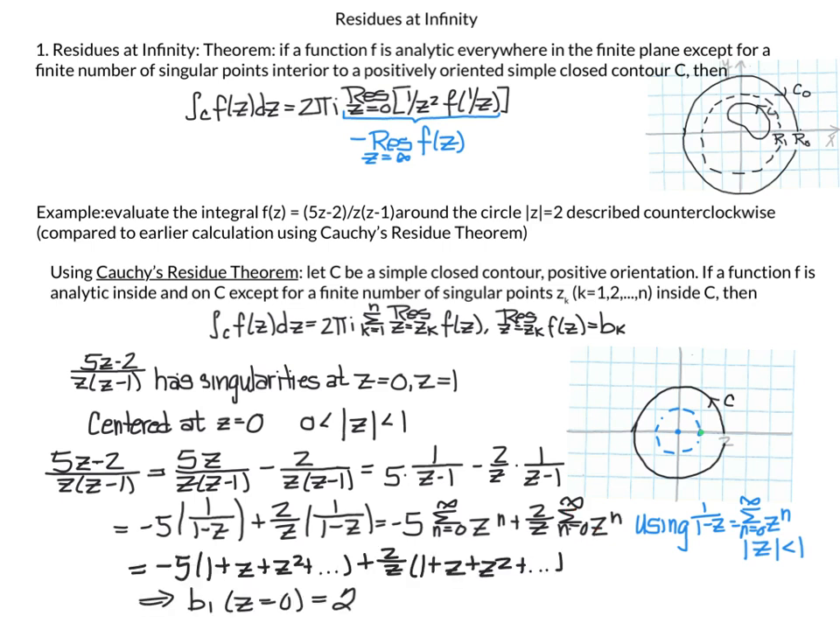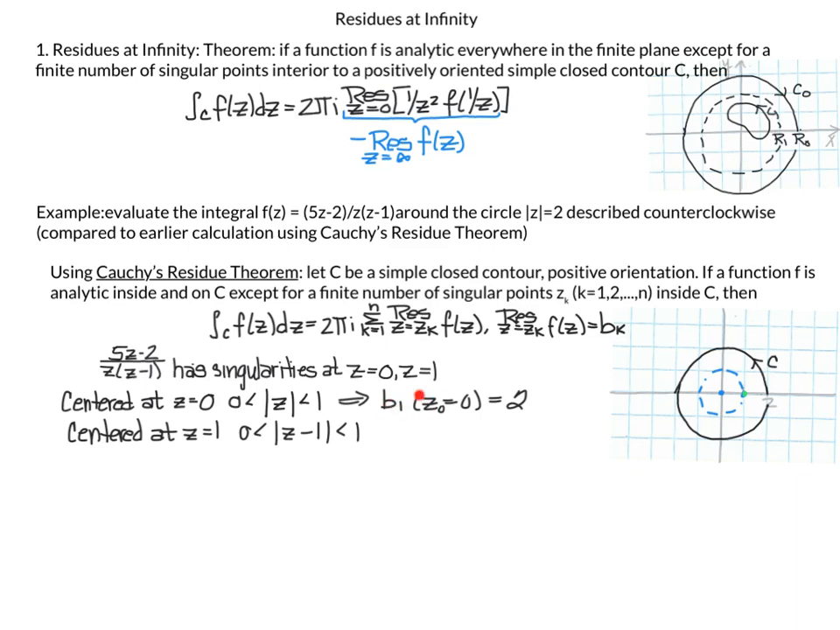I expand out my two summations. I can see this 5 times this summation here. I'm not going to have anything with z to the minus 1 power, so this is not going to contribute to my residue. Over here, my 2 over z times 1, that will contribute to my z to the minus 1 power. Nothing else will. So 2 then is going to be my residue for my z equals 0 singularity. So I've noted that here. My B1, my residue, at z not equals 0 is equal to 2.